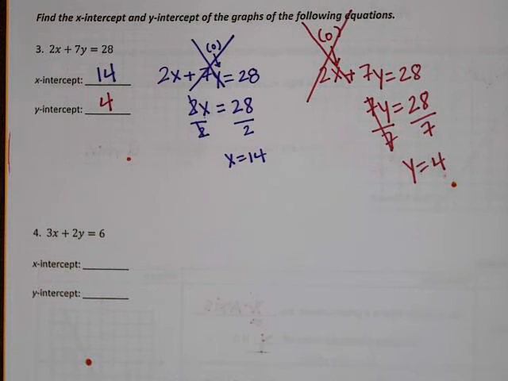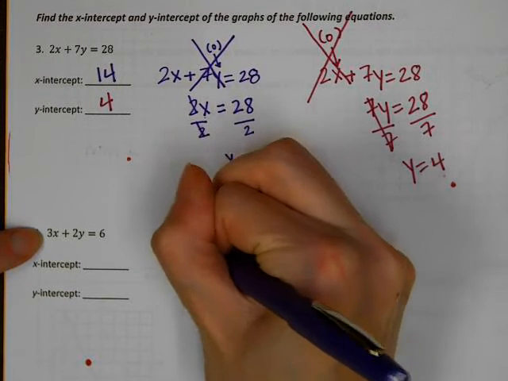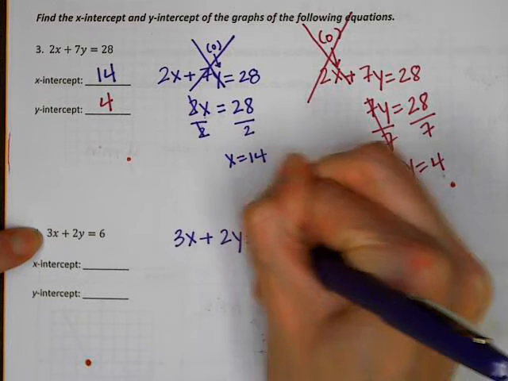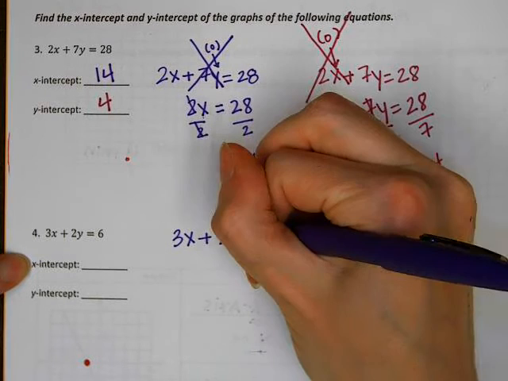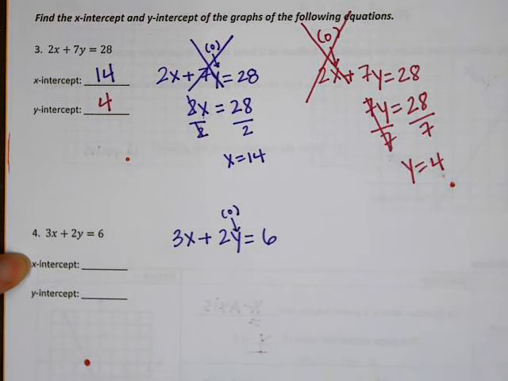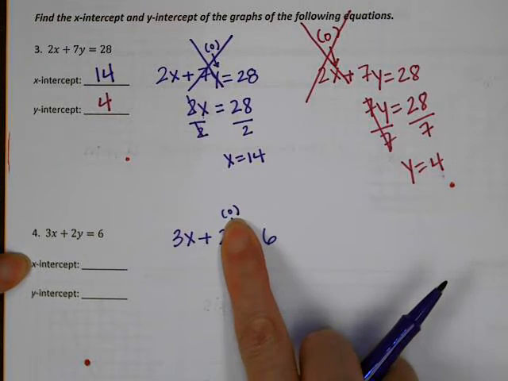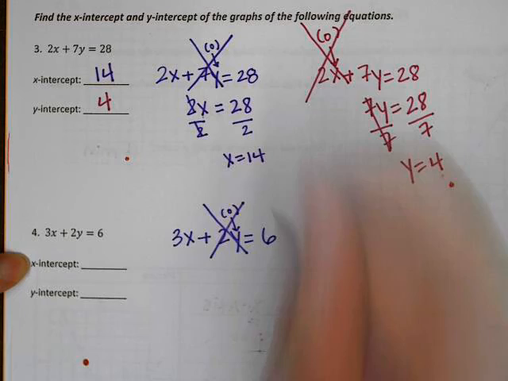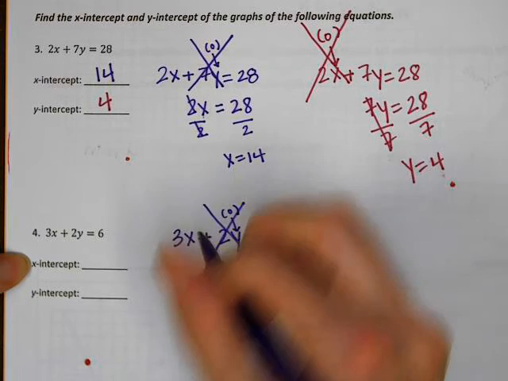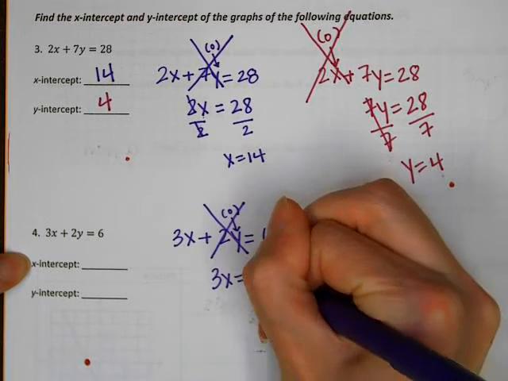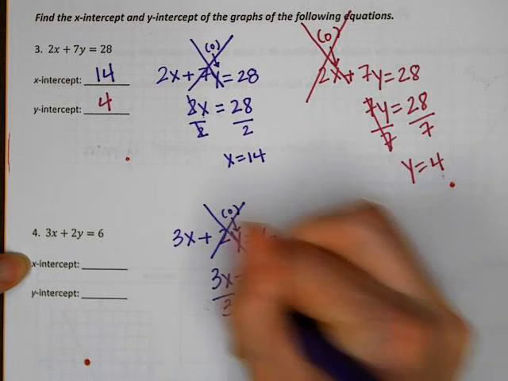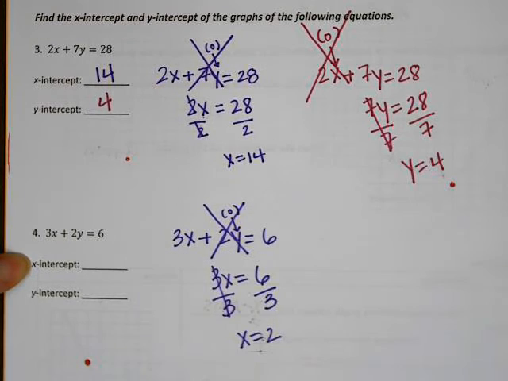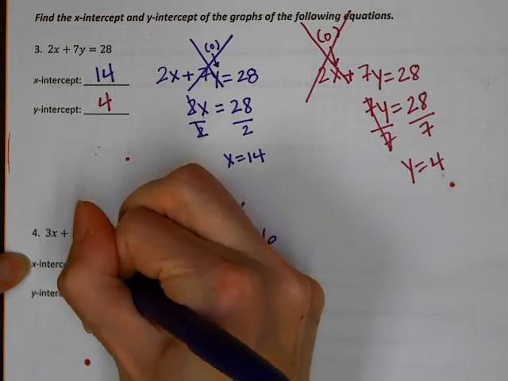All right, let's try another one. So again, I'm just going to rewrite it. 3x plus 2y equals 6. Okay, to find the x-intercept, we plug in 0 for y. But what's 2 times 0? 0, so just get rid of it. And then now we just have to solve what's left. If 3x equals 6, then you guys know what to do. Divide by 3 both sides. X equals 2. So the x-intercept is at 2.